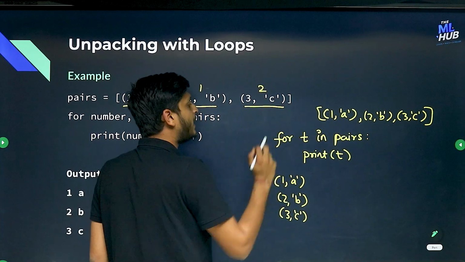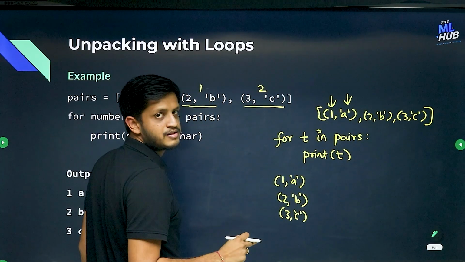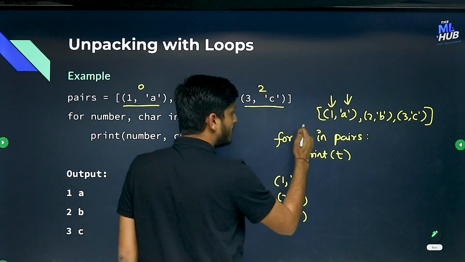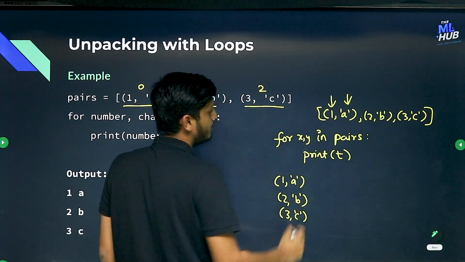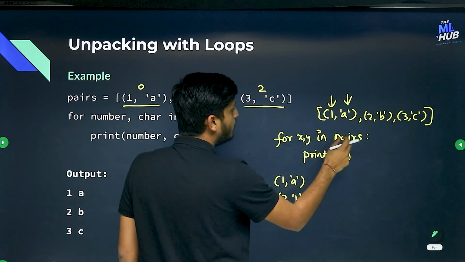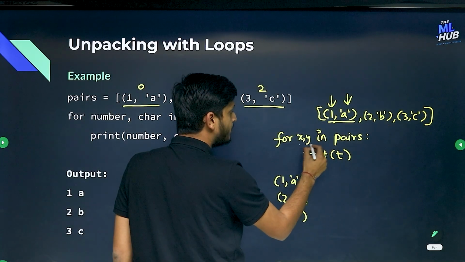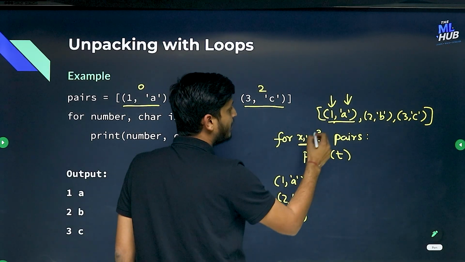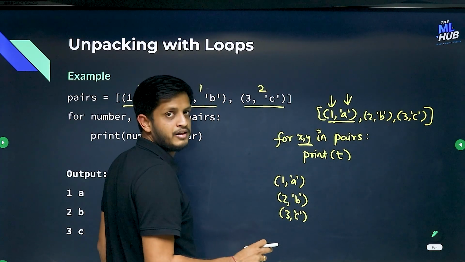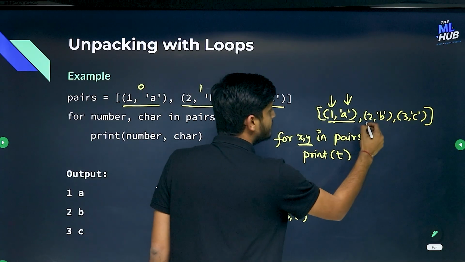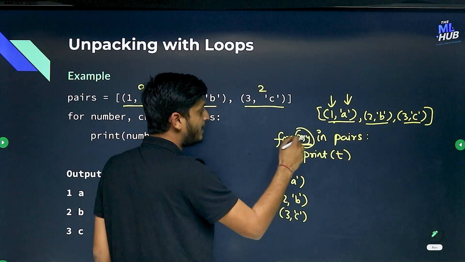But now you can do unpacking here as well. What if I want both these values in two different variables? You can unpack T here itself. We will say for x comma y, let's say, in pairs. Pairs' first element is 1 comma A and you are unpacking this tuple into two variables x and y. So x will take the value 1 and y will take the value small a. Here we are unpacking inside the for loop statement itself, because pairs contains tuples with two elements, and that is why I can always unpack it into two variables.